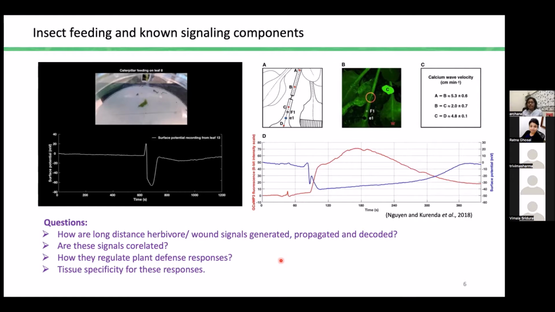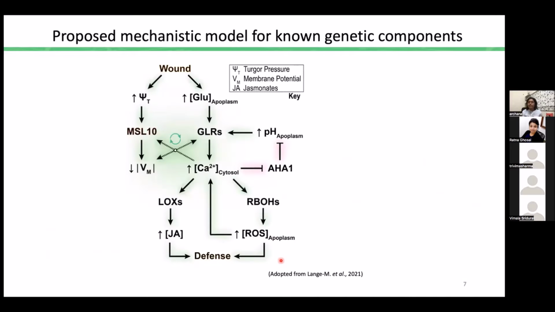And can we say there is a specific tissue which is responsible for these responses? So so far, whatever people have tried to understand in this field, here is the summary of what genetic components we have understood so far. So I will briefly explain here. So this is a wounding.